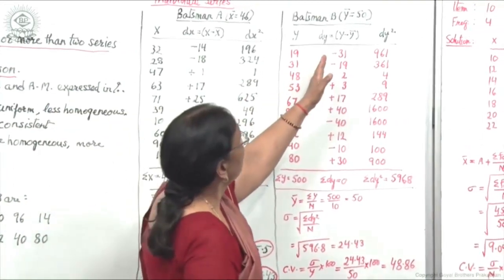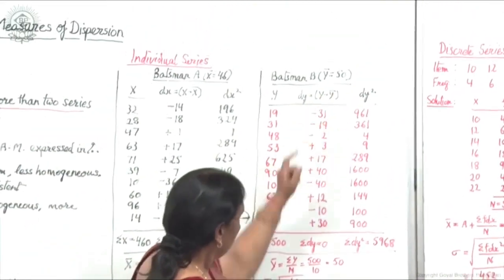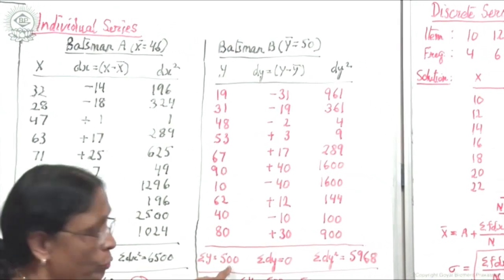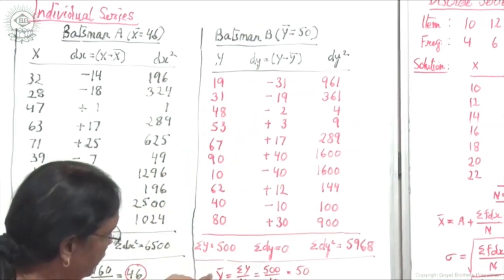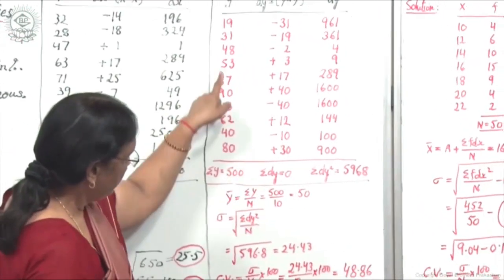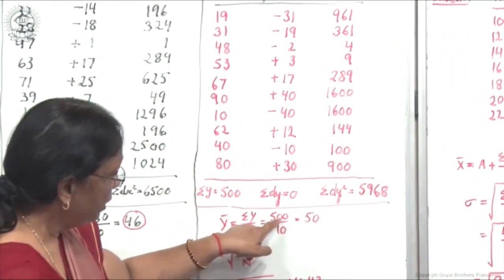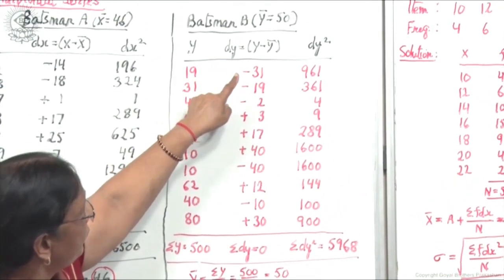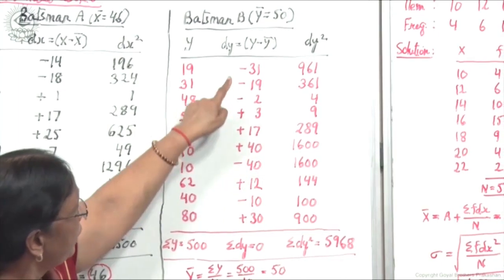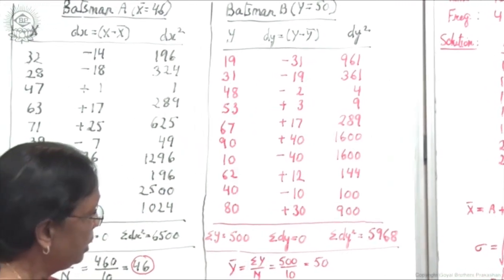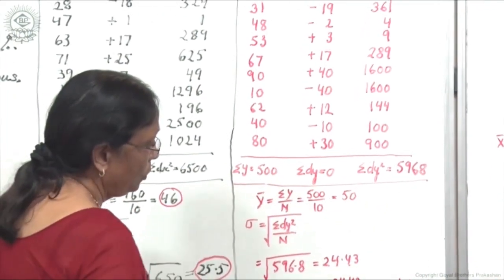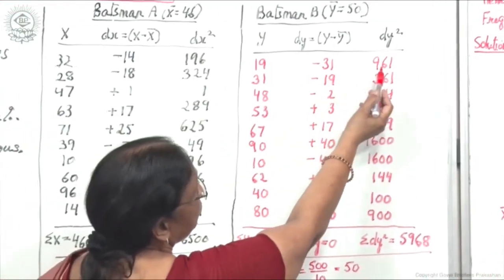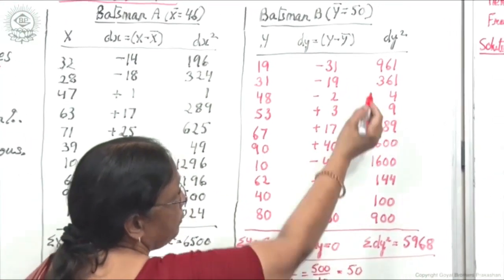Now for batsman B, here I have taken it as y bar. The data is copied down again, and the total is done, that is sigma y is equal to 500. Now let us see what the mean is. Sigma y upon n, where n is the number of items: 500 upon 10 is equal to 50. So y minus y bar will be 19 minus 50, 31 minus 50, 48 minus 50, like this you get the data. Add up this column, this is 0. Make a square of this column as you have done in this case.